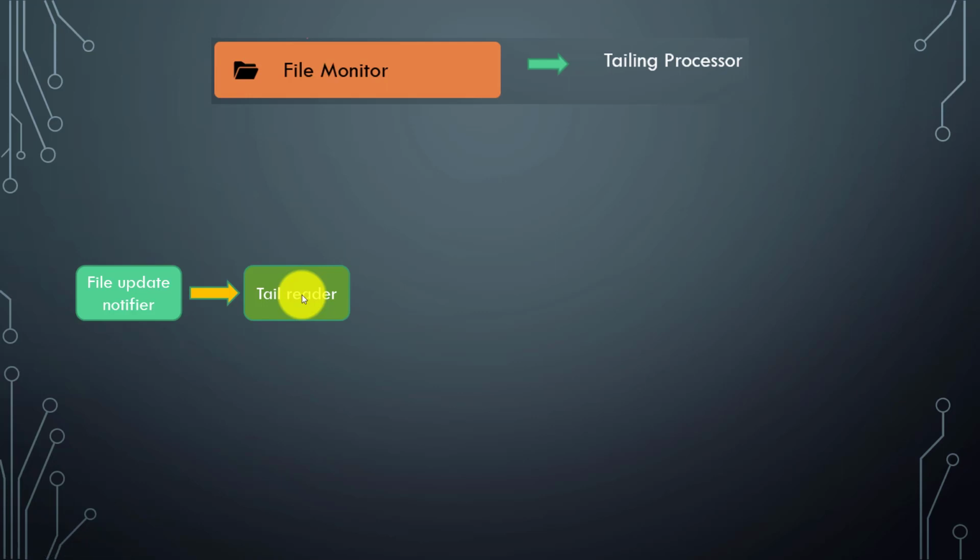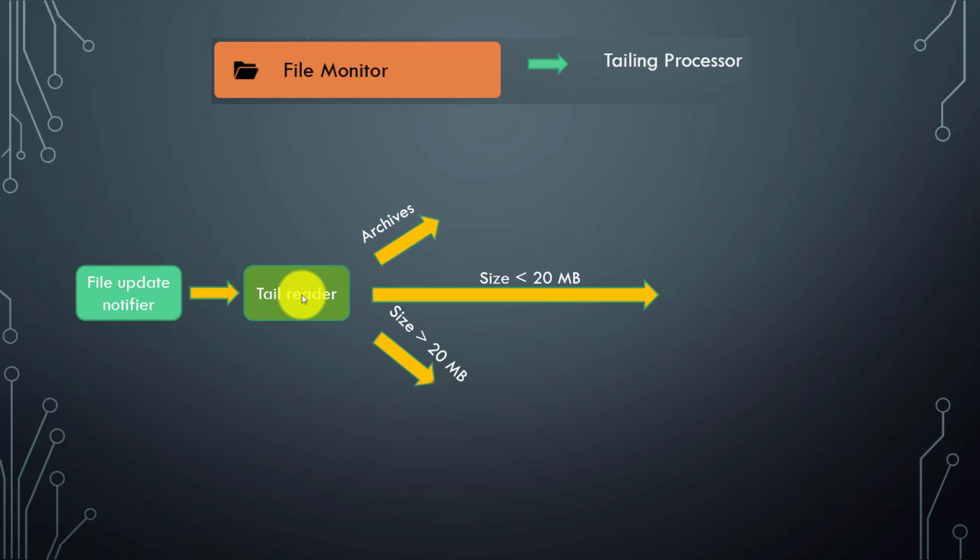After it reads the file, it checks three things. First, whether this particular file contains archives or not, meaning any zip file. Second, whether the size of the file is less than 20 MB, or whether the size of the file is greater than 20 MB. Based on that, it calls separate processors.